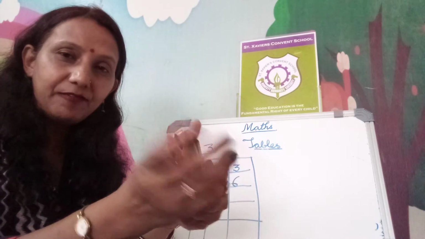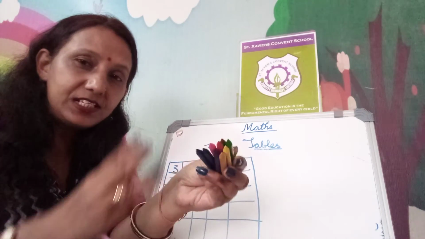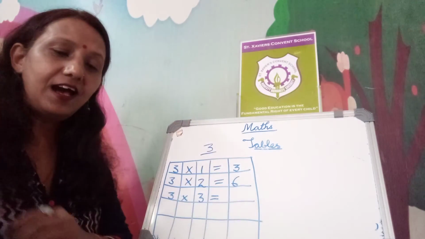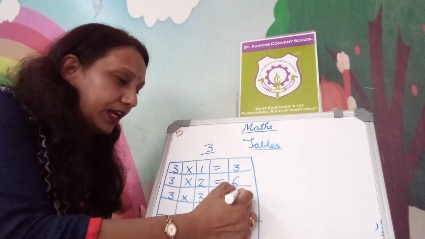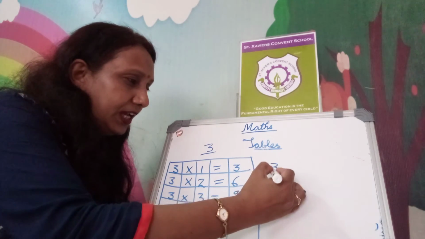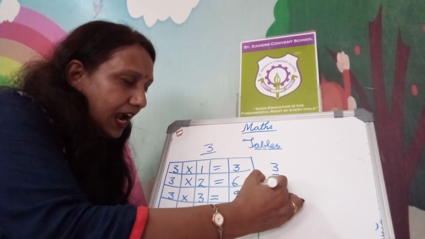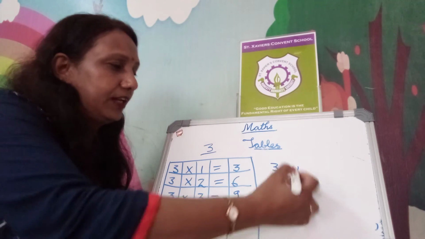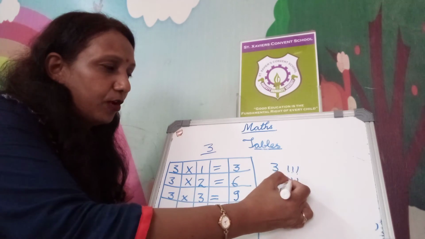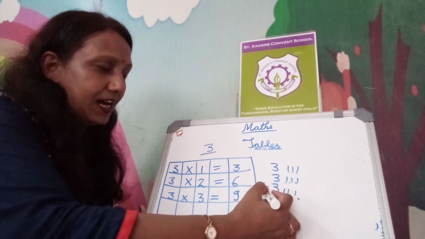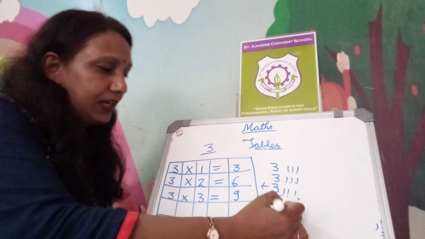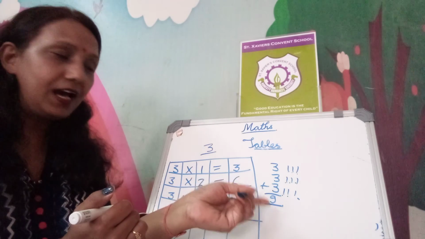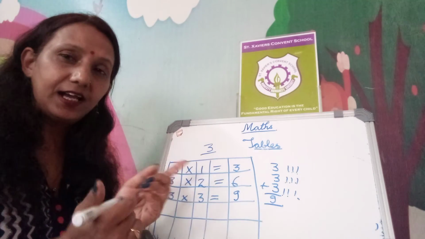How many colors am I having? 9 colors. When we take 3 times, what will be the answer? 9. Now you can do this method also. 3, 3, 3. Add now. 1 2 3 1 2 3 1 2 3, 1 2 3 4 5 6 7 8 9. When we multiply 3 three times, the addition will come to 9, and the answer will be 9.